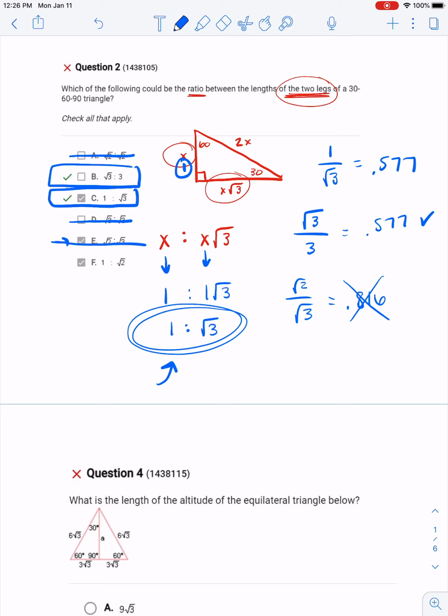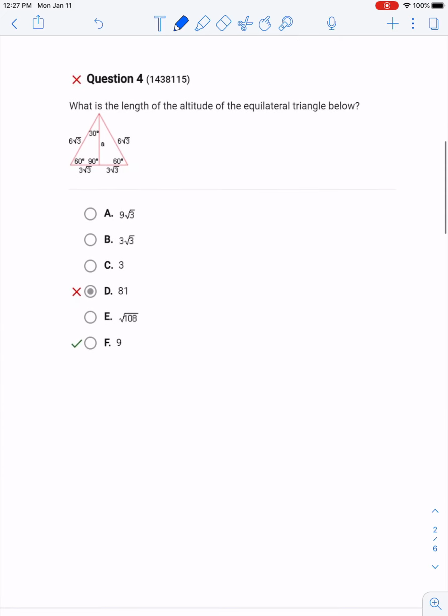Okay, so I'm going to cross that off. And then last one, 1 divided by square root of 2. Again, I know that's not right because this top is 1, this top is 1. That means the bottom should be the same. They're not. So if I do 1 divided by square root of 2, in my calculator I get 0.707. And so that one doesn't work. And then you're left with B and C. Those are the two possible side lengths. Okay? All right, question 4.